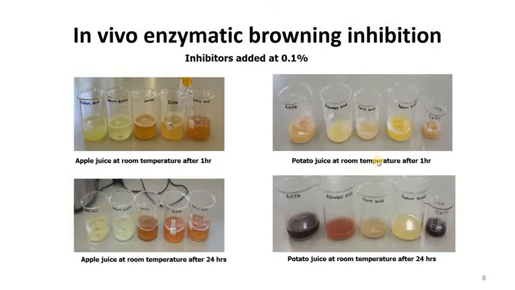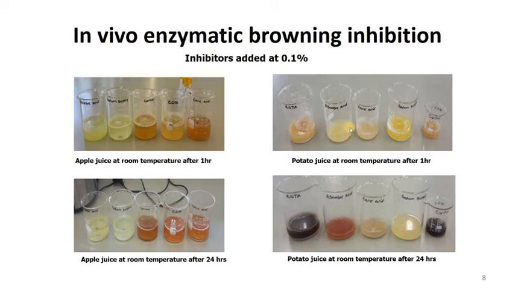So here's just another example of what we did in class. This was more an accelerated form of browning, because you can see that we did these experiments in open jars or open beakers, whereby we were accelerating or bombarding the contents with oxygen. We didn't even close it. Meanwhile, when you go to the shop, you'll find everything packaged and tightly closed. So there we had apple juice at room temperature after an hour using the same type of inhibitors, and then the same effect after 24 hours. You can see ascorbic acid and sodium sulfite being the best compared to the rest. Same applies after 24 hours of the juice being exposed to oxygen. So you can see how potent these two inhibitors are.